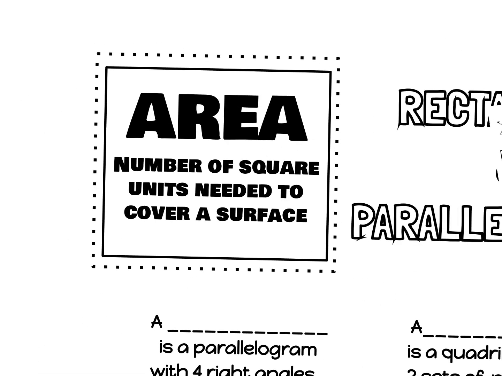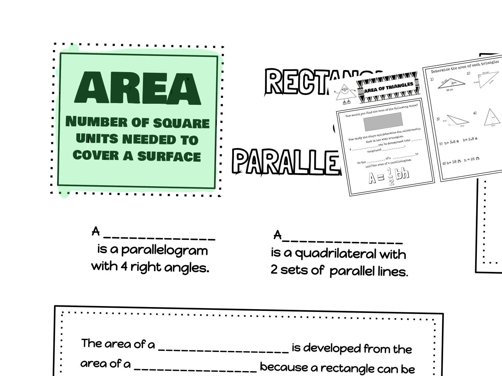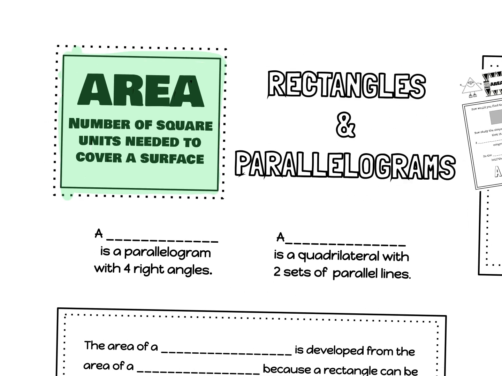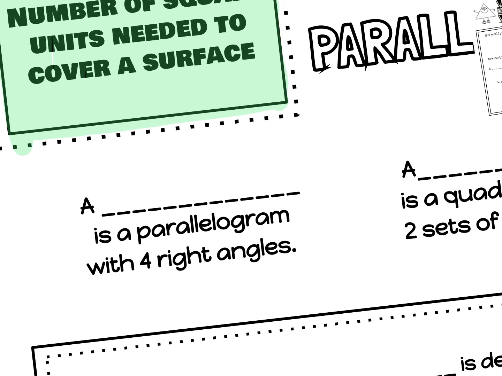So this right here is an example of a rectangle. As you remember, area is the space or the number of square units needed to cover a whole surface. So basically, how much is it going to take to cover all of this surface right here? And it's going to look like that. That's area. Okay? A rectangle, that's what goes here.